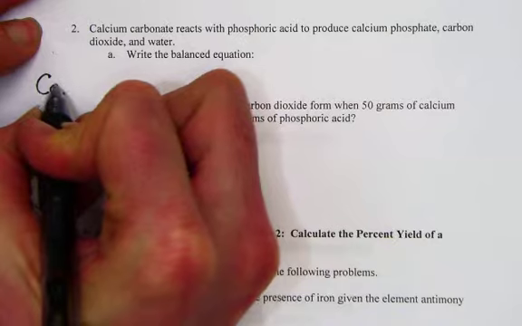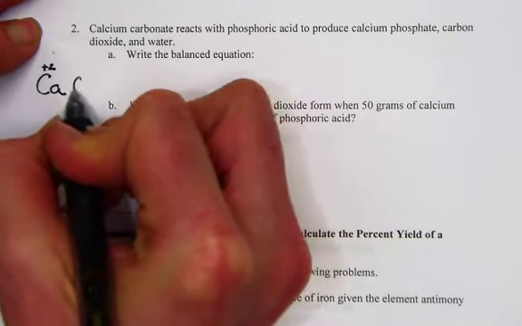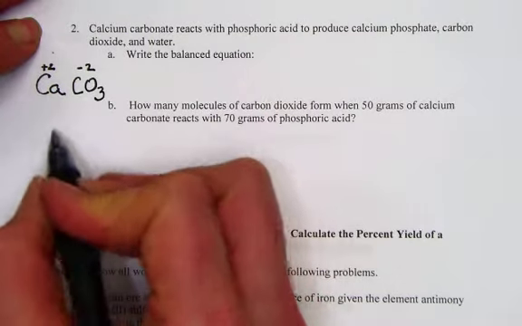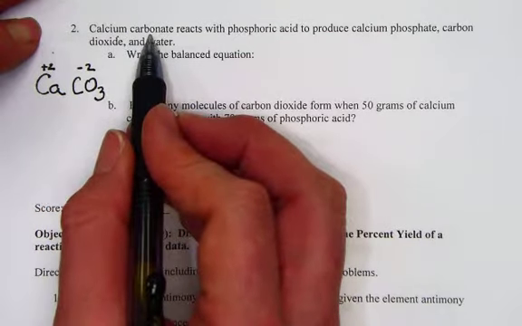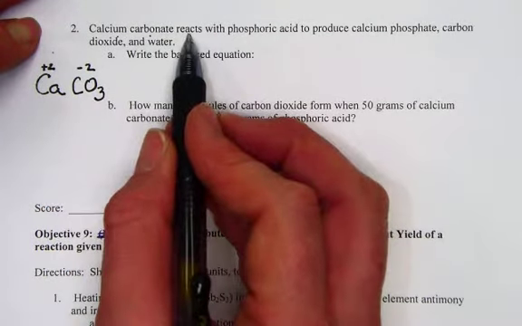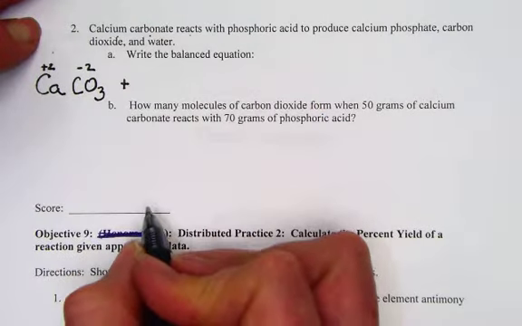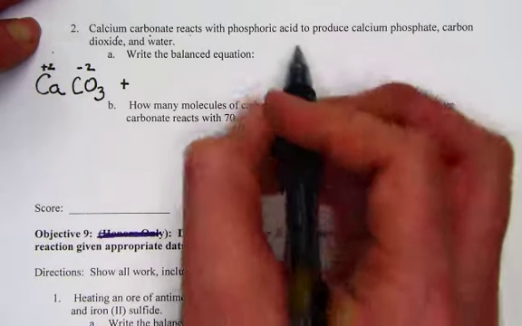Calcium, Ca, carries a positive 2 charge. Carbonate polyatomic ion, CO3, carries a -2 charge. CaCO3, our formula for calcium carbonate. Then it says reacts with. We know that to be the plus sign. It's reacting with phosphoric acid.